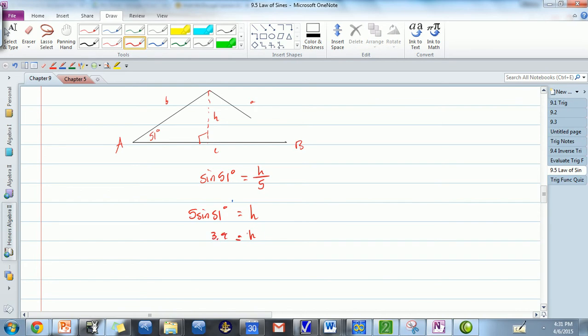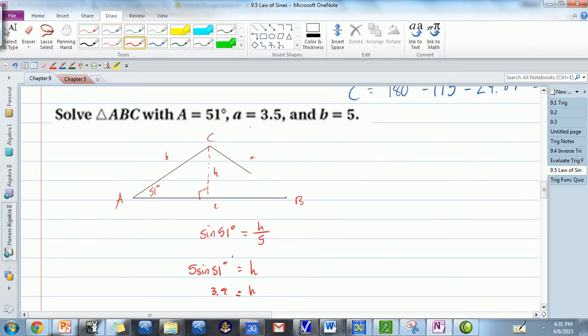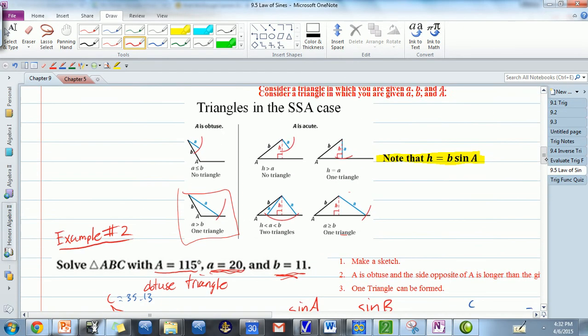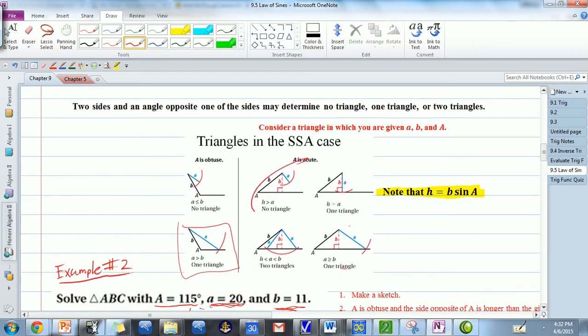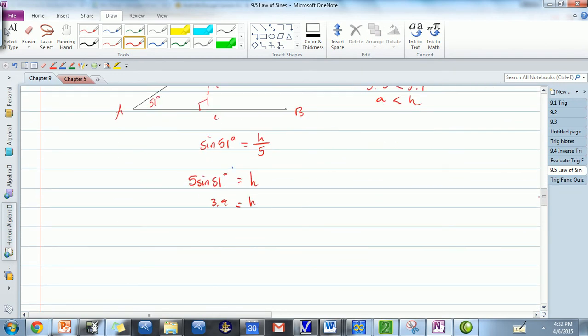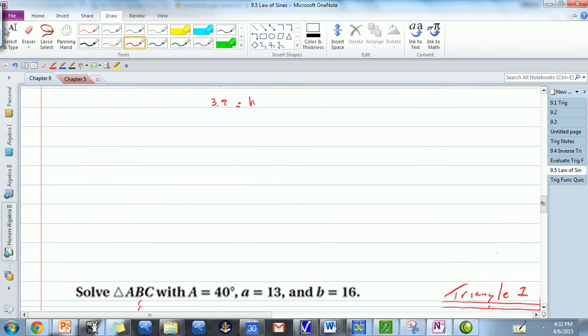However, notice something. Remember in this problem that A equals 3.5, right? That is less than 3.9. So you understand that A is less than H. And if you go back up to the chart, in an acute case, if A is less than H, we have no triangle. And we are still able to find that from this part right here. So we'll call that no triangle. But we had to check to make sure because we weren't sure.